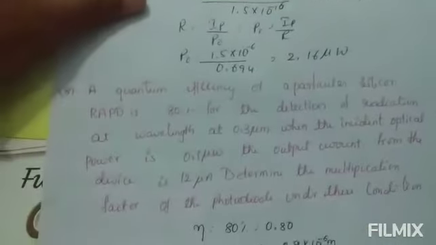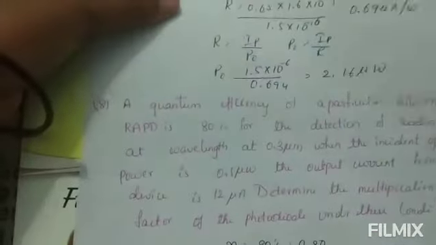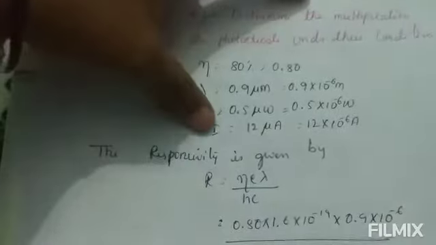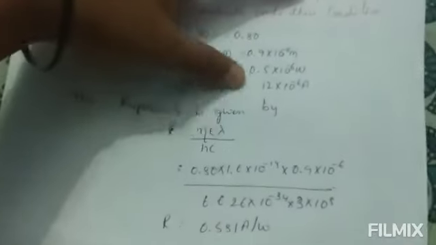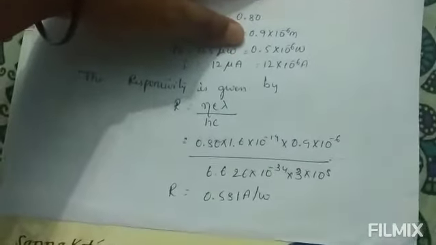And the last question: the quantum efficiency of a silicon photodiode is 80%. This is the quantum efficiency, the wavelength is 0.3, and the power is 0.5. Just use the same formula: responsivity is eta E lambda by hc. h and E are constants. Just substitute the values and get the responsivity value.